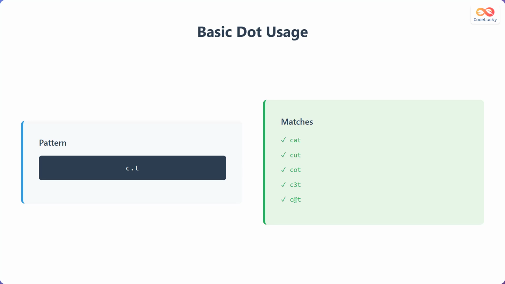Here's a simple example to demonstrate how the dot works. Consider the pattern C.T. This pattern will match any three-character sequence that starts with C, ends with T, and has any character in between. So it will match cat, cut, cot, C3T, and even C at T. The dot is versatile and can represent letters, numbers, or symbols.